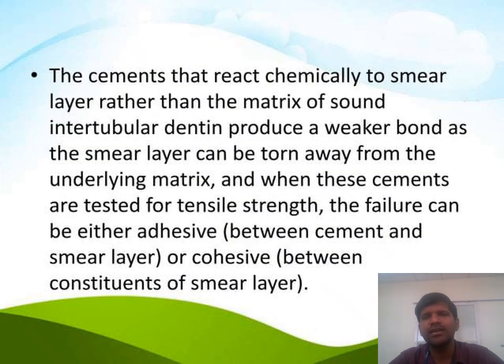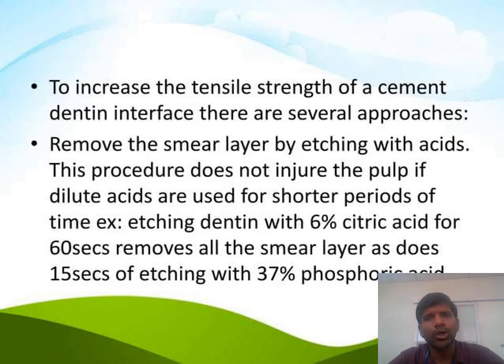The cements that react chemically to the smear layer rather than the matrix of sound intertubular dentin produce a weaker bond, as the smear layer can be torn away from the underlying matrix. When these cements are tested for tensile strength, the failure can be either adhesive, that is between the cement and the smear layer, or cohesive, between the constituents of the smear layer. To increase the tensile strength of a cement dentin interface, there are several approaches.